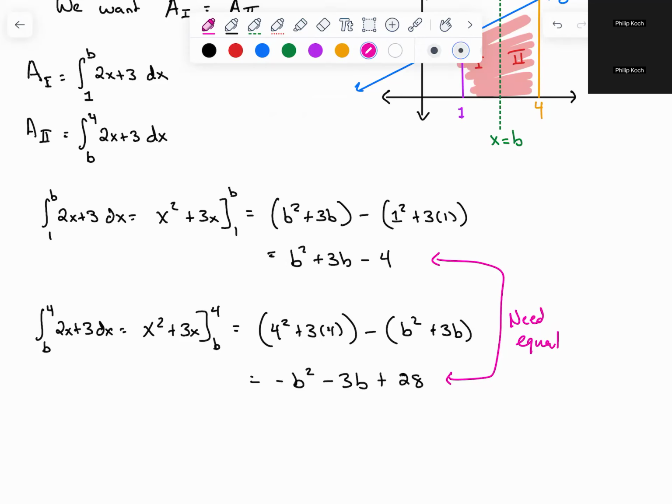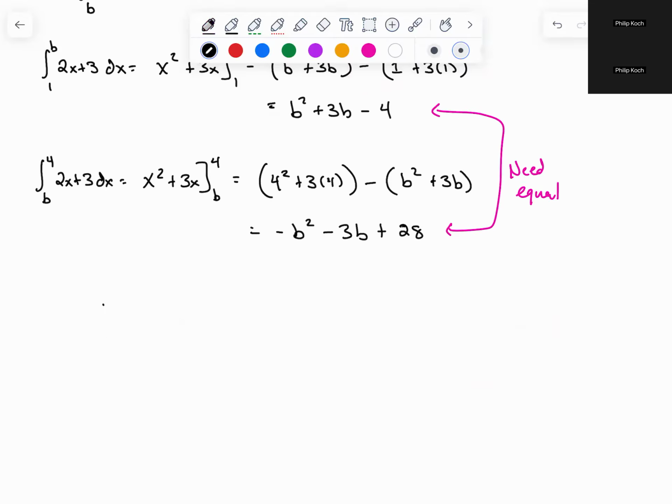So we've got b squared plus 3b minus 4 equaling negative b squared minus 3b plus 28. And then we bring everything to one side just like we know and love to do. So we'll add the b squared, add the 3b, minus the 28. We get 2b squared plus 6b minus 32 equals 0.